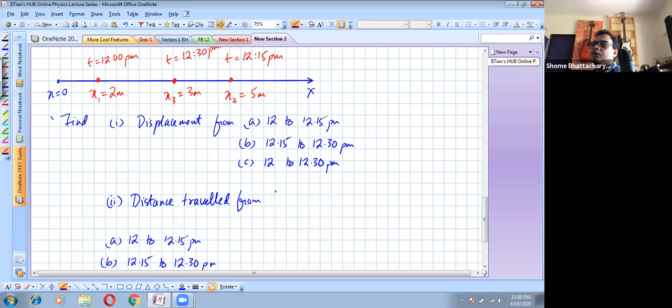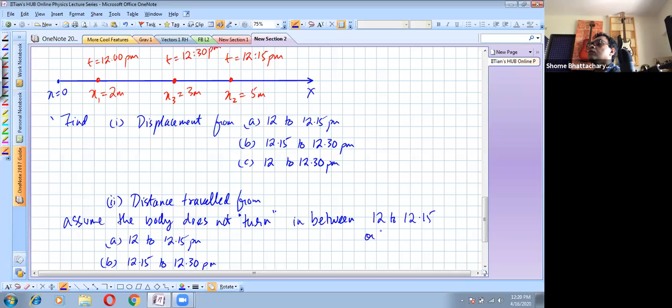Now, one more thing here, while we are calculating the distance, assume the body does not turn. It does not take a U-turn in between 12 to 12:15 or 12:15 to 12:30. At 12:15, of course, you can see the body takes a U-turn. But in between 12 to 12:15, it does not turn in between.